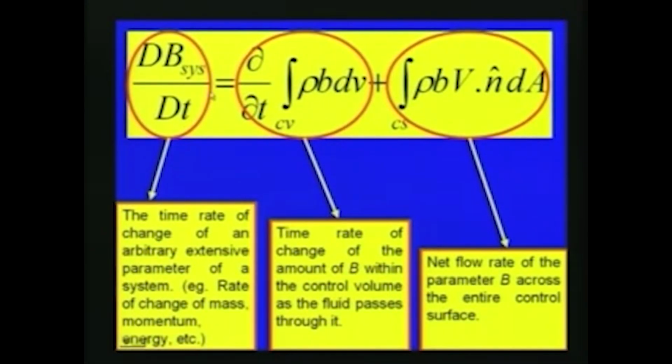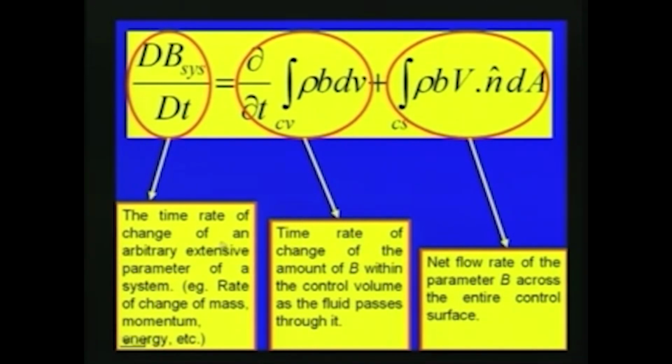So, as you can see here in this slide, dB system gives the time rate of change of an arbitrary extensive parameter of a system, for example rate of change of mass, momentum, energy, etc. So, this is dB by dt, and that is equal to del by del t of integral rho b dV. That is equal to the time rate of change of the amount of B within the control volume as the fluid passes through it, plus the net flow rate of the parameter B across the entire control surface. So, this slide gives what the Reynolds transport theorem is.